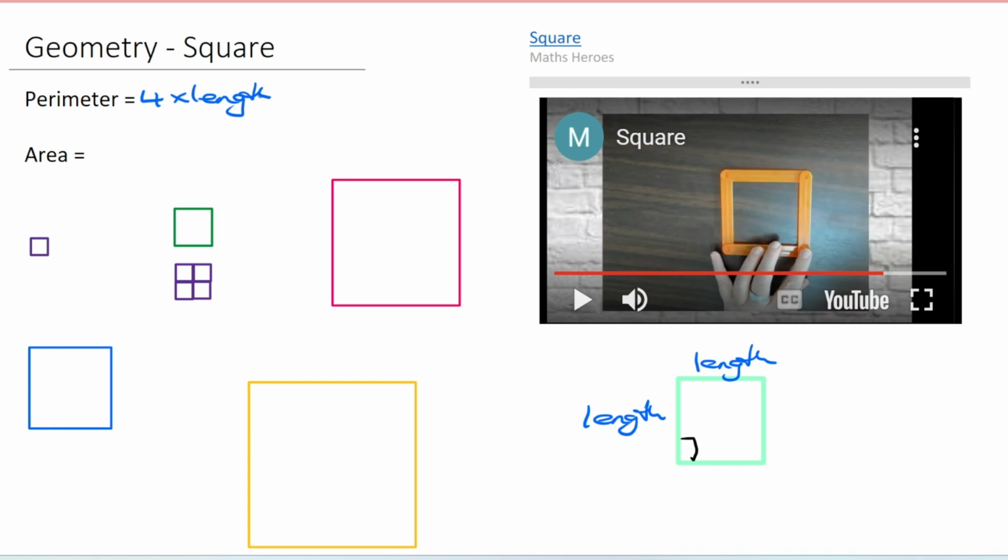It's all the way around. If I opened it out, how long would that be? Sometimes you can write it as 4 times L, or you could just say 4L. For the area, that's actually the space inside an object, and that would be L times L, or L squared. So 2 dimensions, length and a width, that's where I get the squared from. So for example, if I had 1 metre by 1 metre, that is 1 square metre of area.